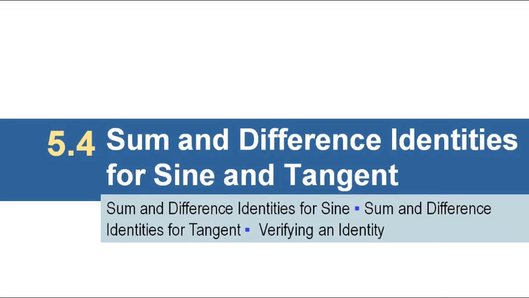Hi everybody, in this section we're going to talk about the sum and difference identities for sine and tangent. In the last section we got the sum and difference identities for cosine, and those lead to the sum and difference identities for tangent. So we'll pick both of those up in this section, and we'll see how each of those identities came about, and then we'll work a few problems using each one. So let's get started.